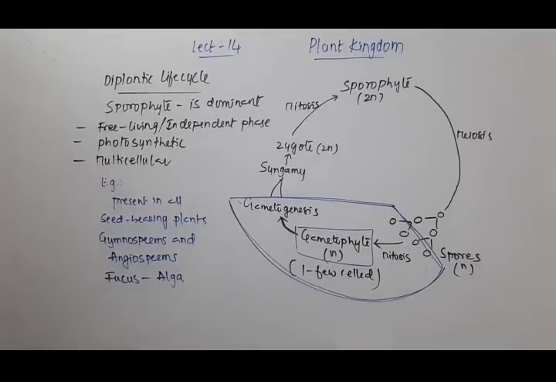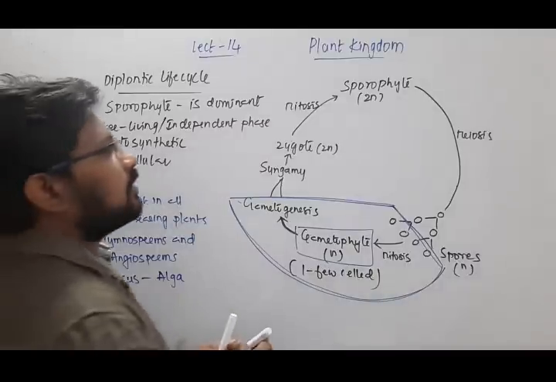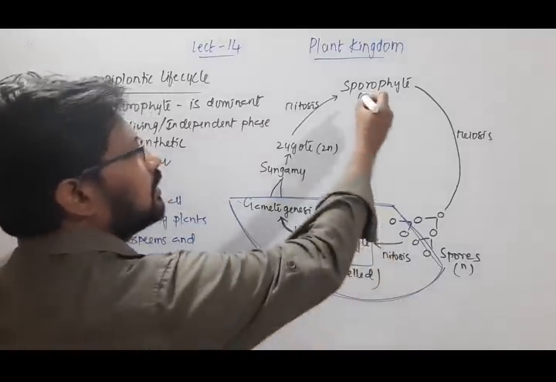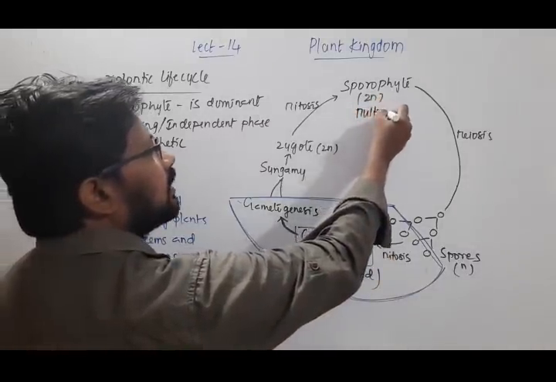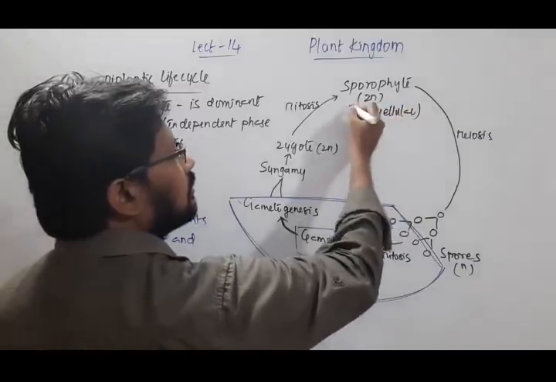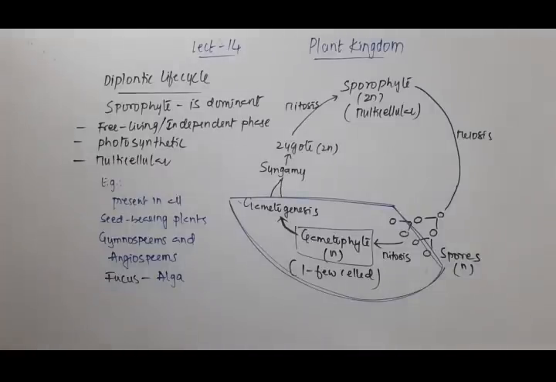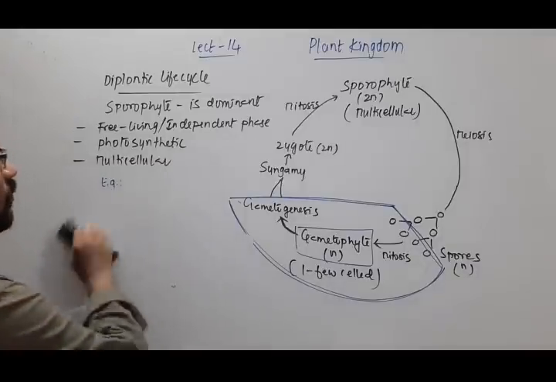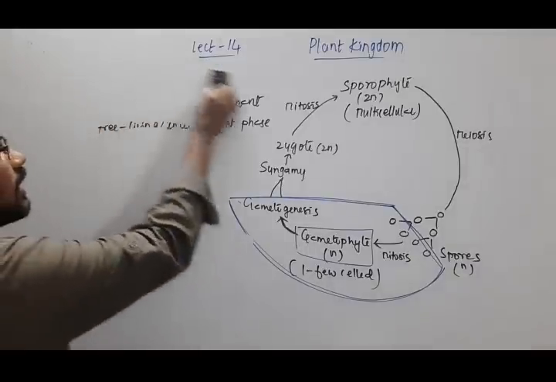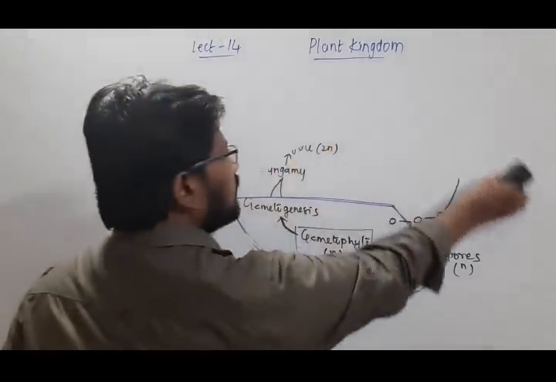I hope it's clear. I'll just mention here the sporophyte is multicellular, and here the gametophyte is one to few cells. So that's about the diplontic life cycle. Then the last one will be the haplodiplontic life cycle.